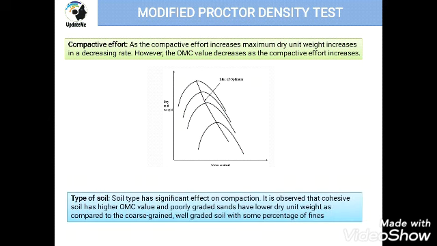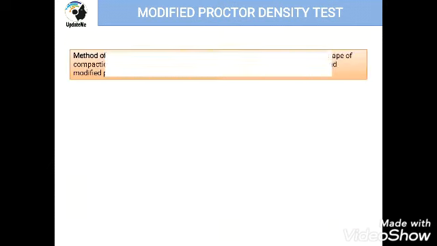Type of soils. Soil type has a significant effect on compaction. It is observed that cohesive soil has a higher OMC value, and poorly graded sand has a lower dry unit weight as compared to coarse grained, well graded soil with some percentage of fines.